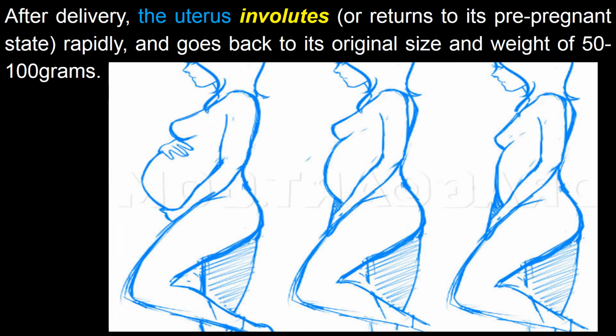But after the delivery of the newborn, the uterus will now involute to its normal size and shape, and it will return to its pre-pregnant state. So rapidly, it goes back to its original size and weight up until it reaches its normal size of 50 to 100 grams.